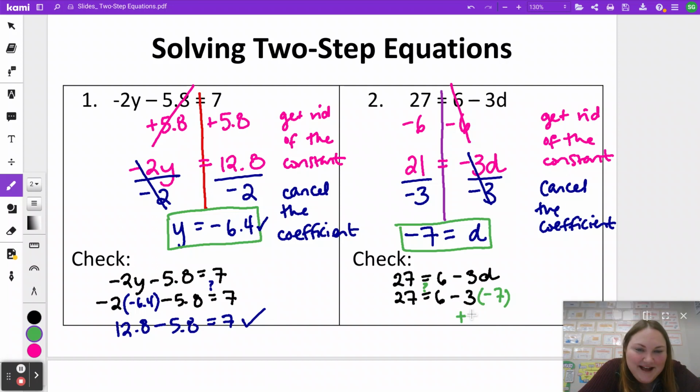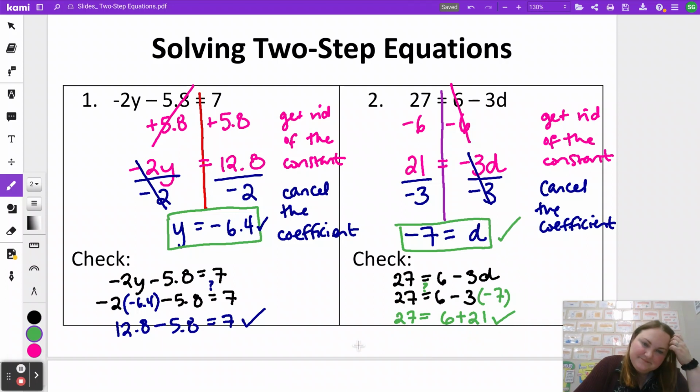That is a positive 21. And 6 plus 21, yes, that does give me 27. That helps me know my answer is correct.